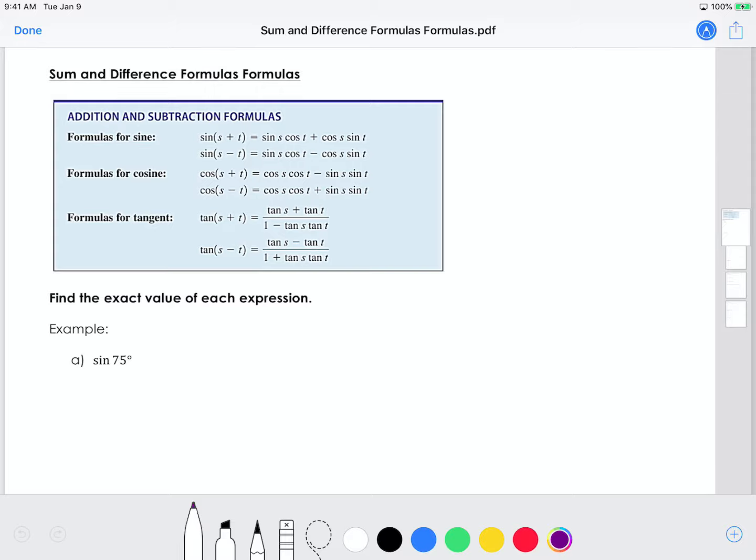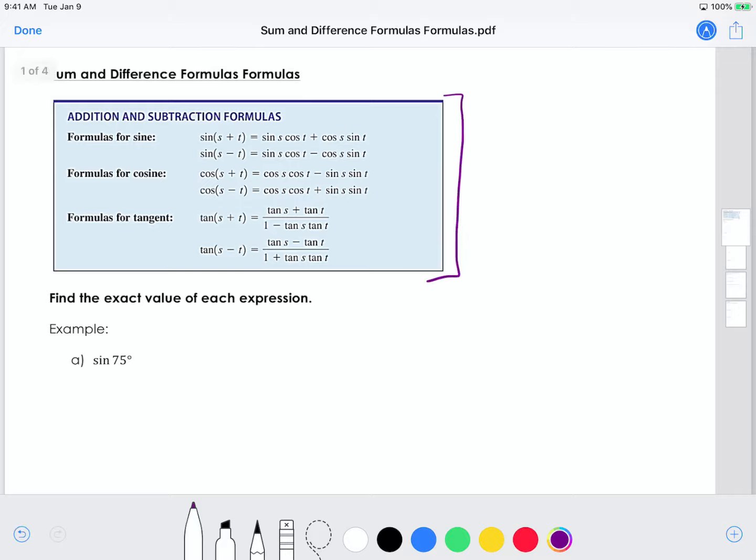In this video, I'm going to introduce you to sum and difference formulas. These formulas are mainly used for finding exact values of trig functions that we don't have on our unit circle. And we can also use them to prove identities and solve equations by making substitutions. So these are our sum and difference formulas right here.